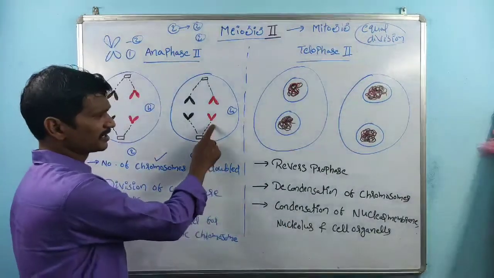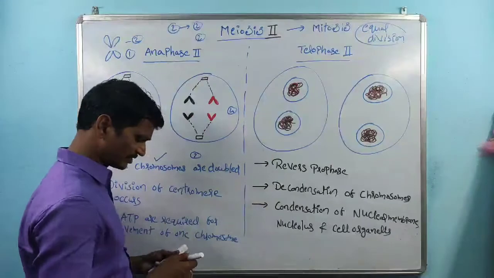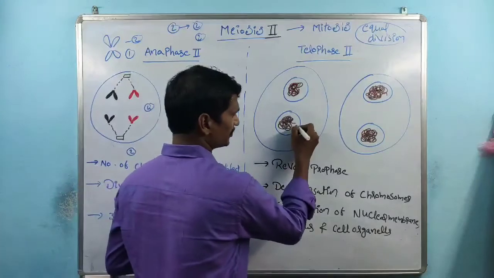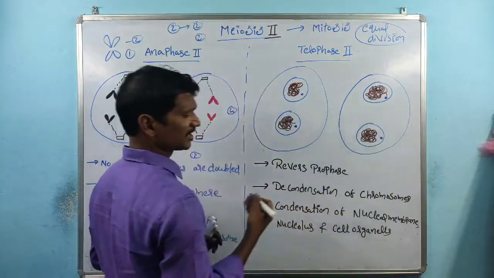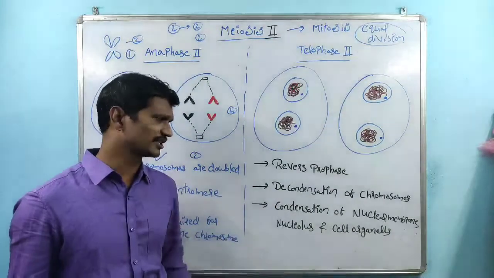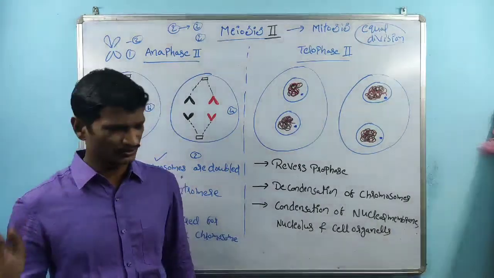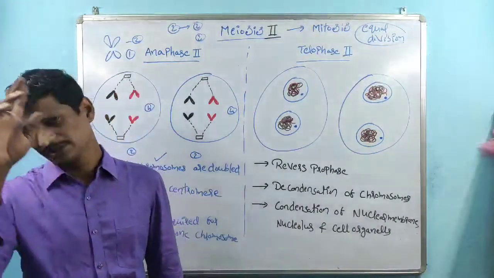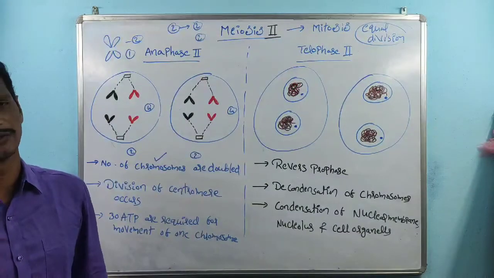So here nuclear membrane is absent, and here nuclear membrane has appeared, right? Nuclear membrane formation takes place. Nucleolus formation takes place. And cell organelles formation also takes place. That is nothing but formation of nuclear membrane, nucleolus, and cell organelles, right? So that is about the telophase 2.